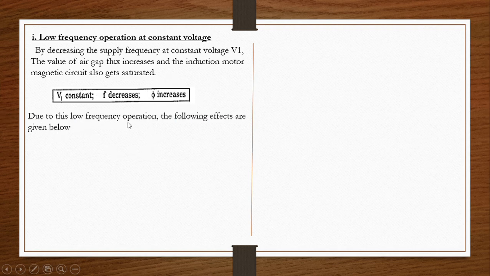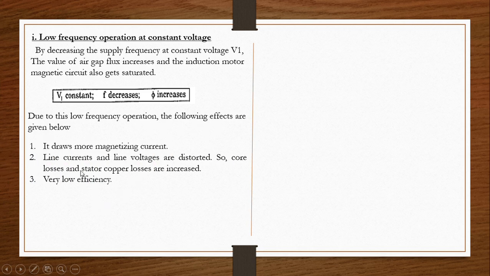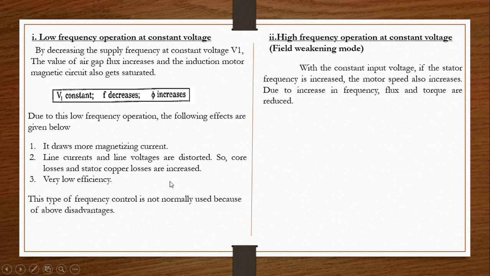Due to this low frequency operation, the following effects occur. The first one, it draws more magnetizing current. Line currents and line voltages are distorted, so core losses and stator copper losses are increased. This method has low efficiency. This type of frequency control is not normally used because of the above disadvantages. It is a very low efficiency method.